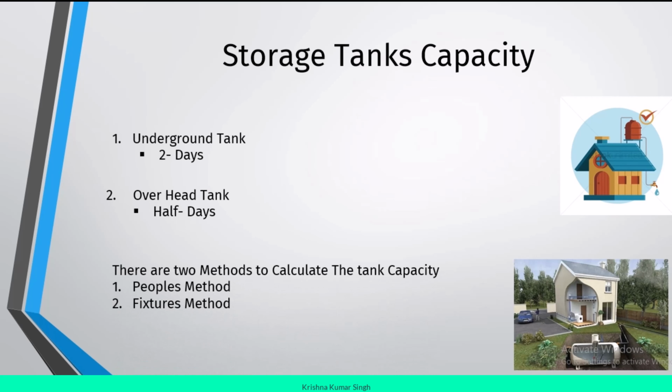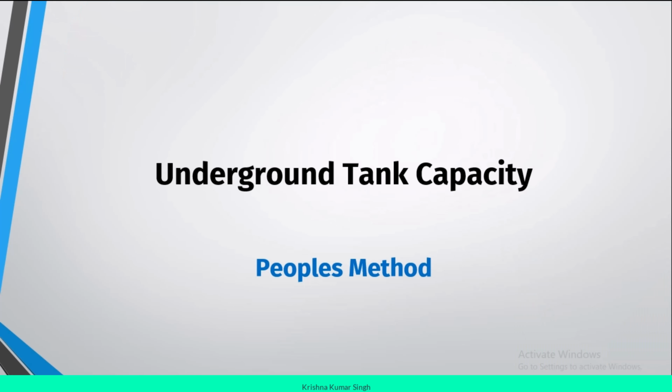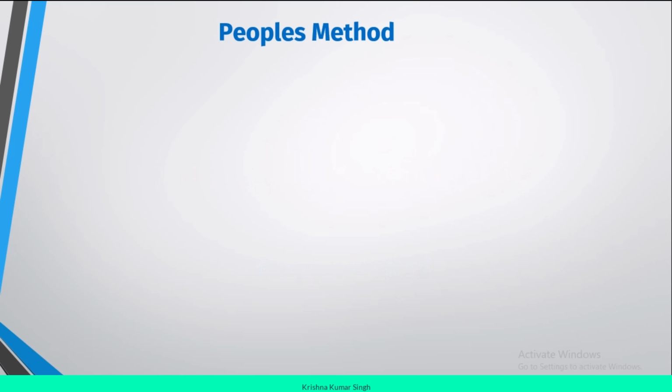Now there are two methods to calculate the tank capacity. Number one is the People's method, and the second method to calculate the capacity of these water storage tanks is the fixture method. In the next video, we will discuss both methods with the help of an example. So underground tank capacity can be calculated by using the People's method.